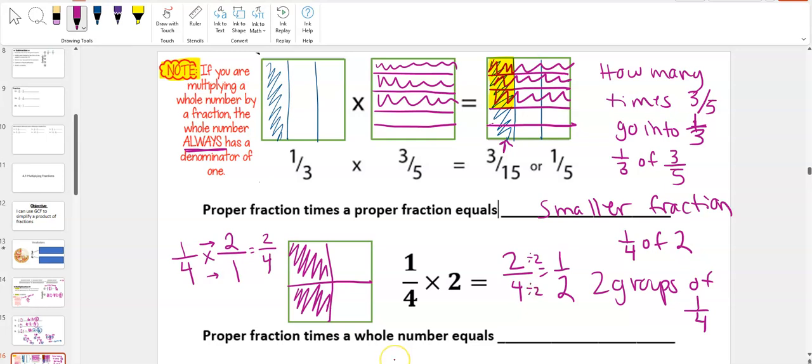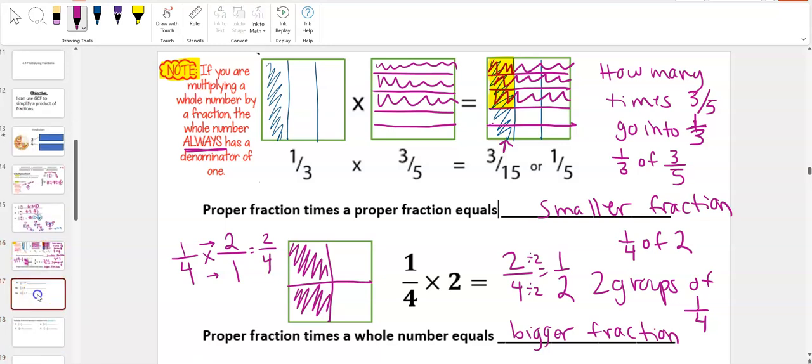Okay, now what you might notice is that a proper fraction times a whole number is going to give you a bigger fraction than what you started with, because I'm working with groups of these fractions, so I'm making them bigger. It's more similar to regular multiplication where I'm making groups of a number, so I'm going to make it bigger. So as long as you are doing a proper fraction times a whole number, you're going to get a smaller fraction than that original fraction you're multiplying by.